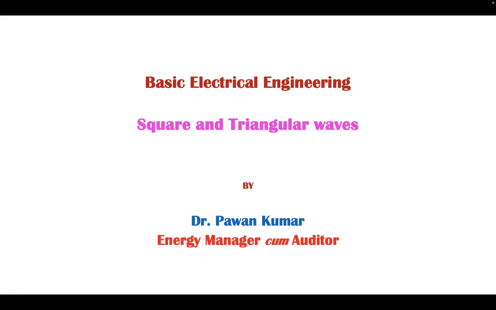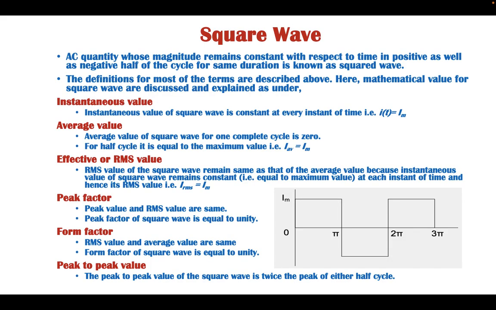Today we are going to discuss square and triangular waves. Square wave: an AC quantity whose magnitude remains constant with respect to time in the positive as well as the negative half of the cycle for the same duration is known as a square wave.